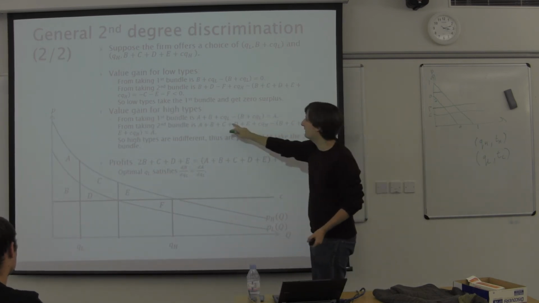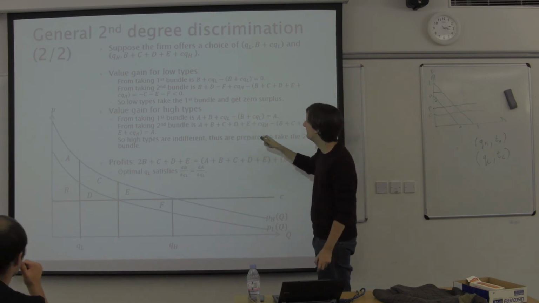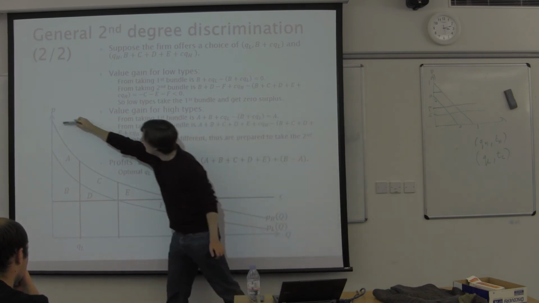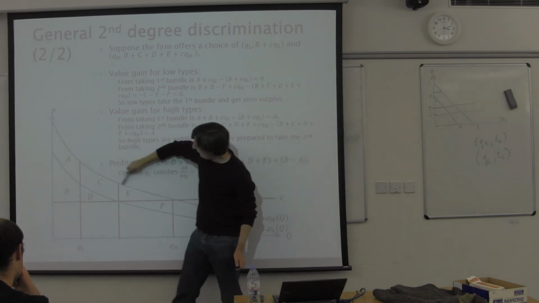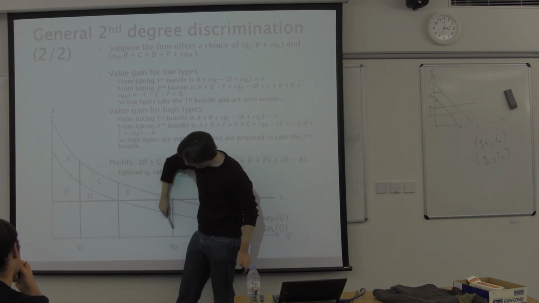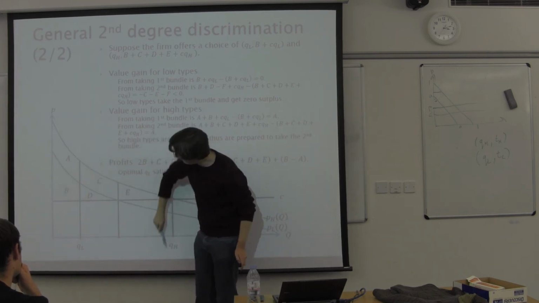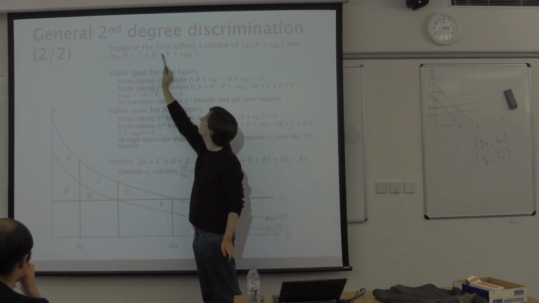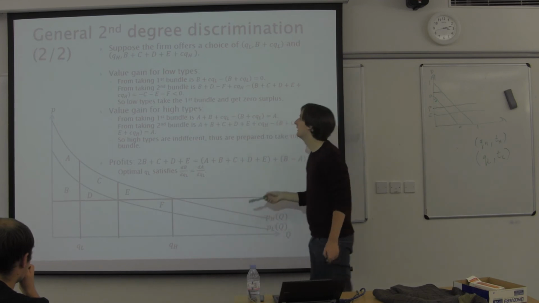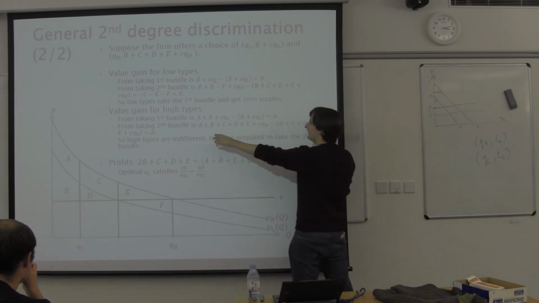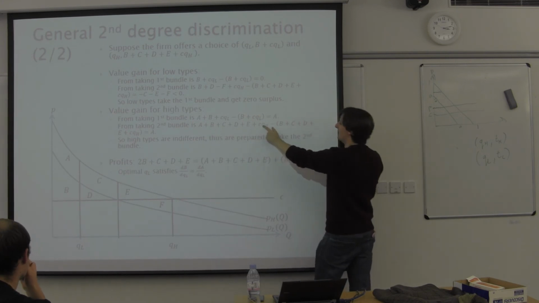If they take the second bundle, they get a quantity QH. Okay, so their gain in surplus is everything under this demand curve. So it's A plus B plus C plus D plus E plus C QH. But remember we said they had to pay B plus C plus D plus E plus C QH. So they get A to E plus C QH minus B to E.